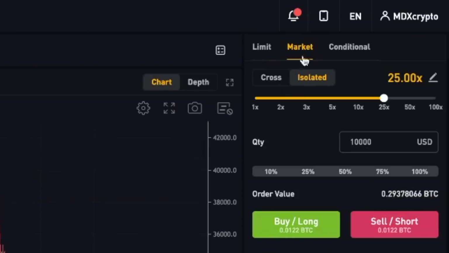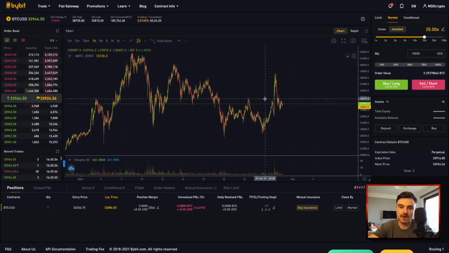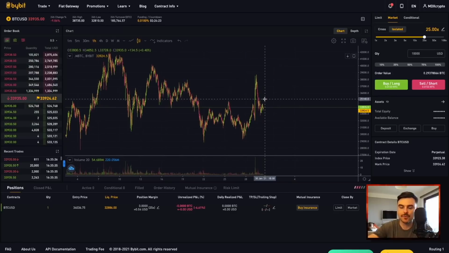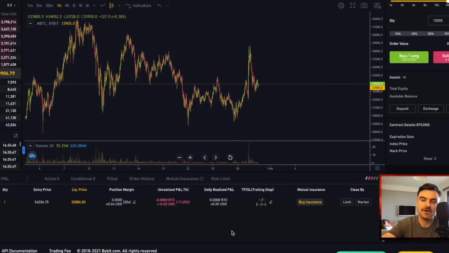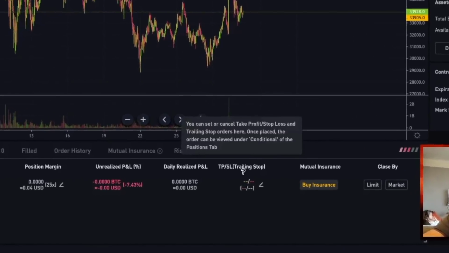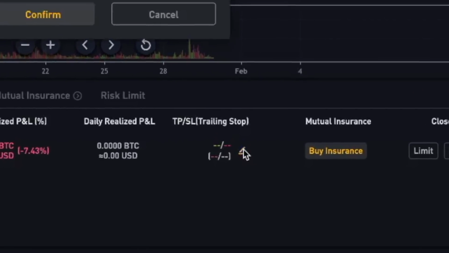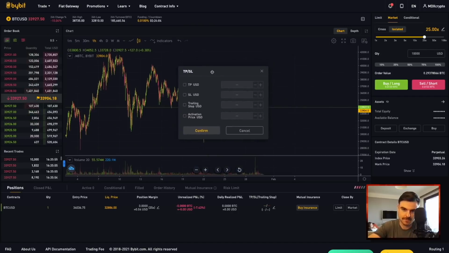Now, like I said before, guys, the order I just did was a market order. When you do a market order, you're buying at the next appropriate price in the order books, and you pay fees for doing that. Once the order is in and you've got a position open on the market, if you want to add a stop loss, a take profit, or a trailing stop, you click this little arrow here. It's kind of like a pencil. You click on it and you'll get this little box which will come up in the middle of your screen.